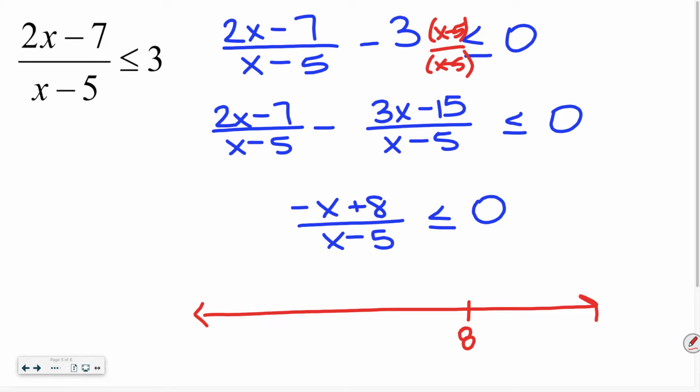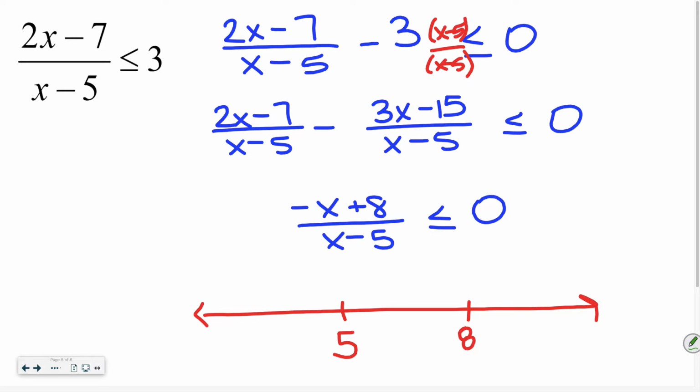Okay. Our vertical asymptote. Pod 7, who's my representative from Pod 7? Nate, where's our vertical asymptote? 5. Okay, so at 5 and 8 we have critical values. Now we need to test it. We're looking for where our values are less than or equal to 0.